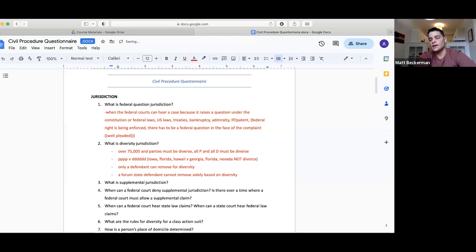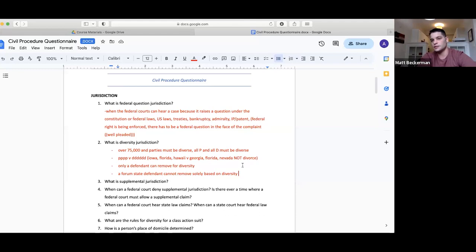Yeah. And the idea there is that there's no reason for the defendant to remove because they're already getting the home state advantage. The whole point of diversity jurisdiction is that a defendant might be in a hostile state or whatever. So let's think about a scenario.